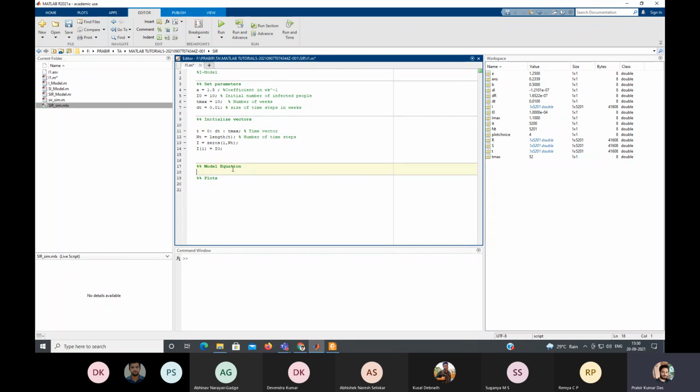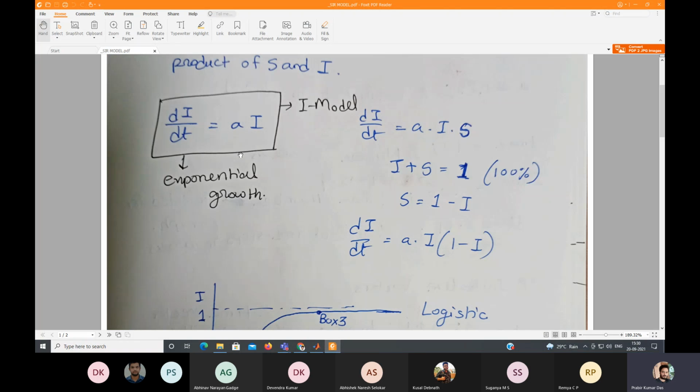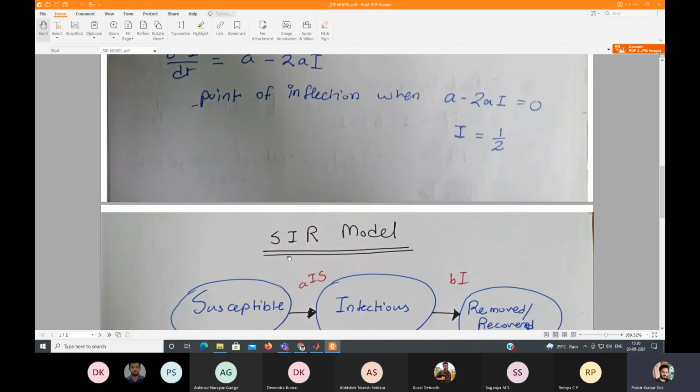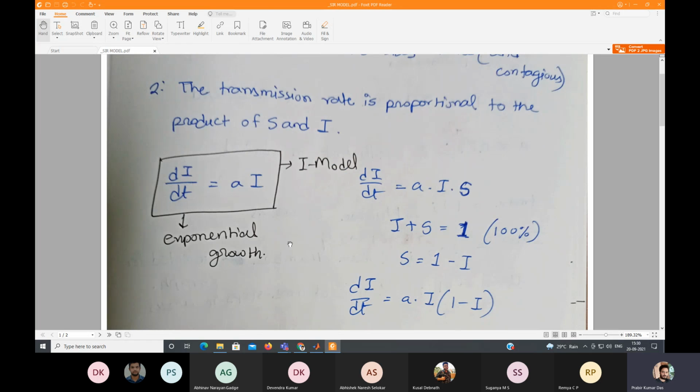So now the most important part has come. This is the model equation. We are going to use this equation, so we are making Matlab code of this equation. It's a very simple equation: dI/dt equals a times I. You can solve it manually also. But when we introduce the SIR model, the equation will be a little bit complicated. So we'll first see how to code this small equation.